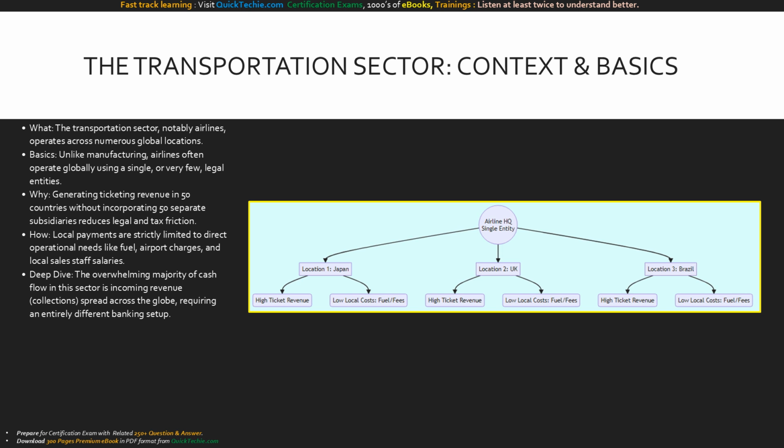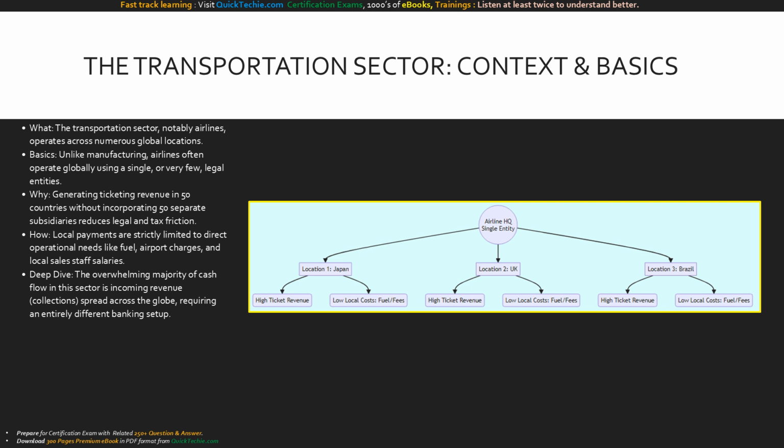administrative friction. How do their cash flows work? Their local outgoing payments are extremely limited, usually just fuel, airport landing charges, and local staff salaries. Our deep dive reveals that the overwhelming majority of an airline's cash flow is incoming revenue, ticketing collections spread across the globe. Therefore, setting up heavy, locally controlled operating accounts, like we did for manufacturing, makes absolutely no sense here.